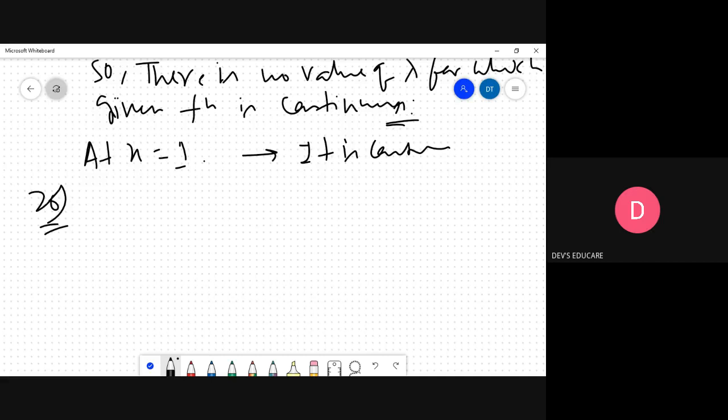Question number 20: is the function f(x) equals to this continuous at x equals to pi? See, there are two functions in fact. One is a trigonometric function, another is an algebraic function, and they are mixed together. So what will you do? Before moving ahead, I would say something about composite functions.